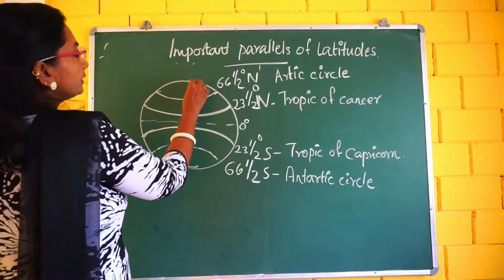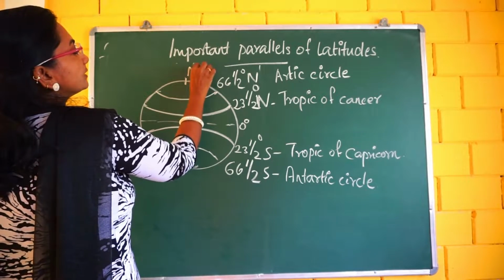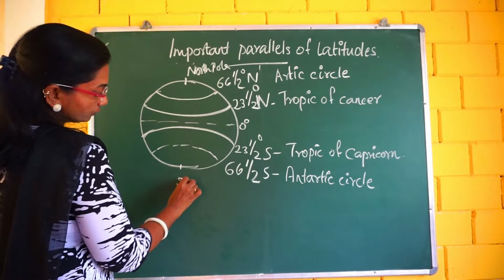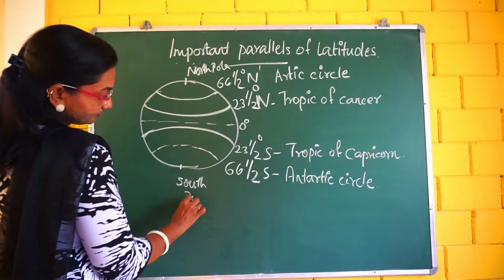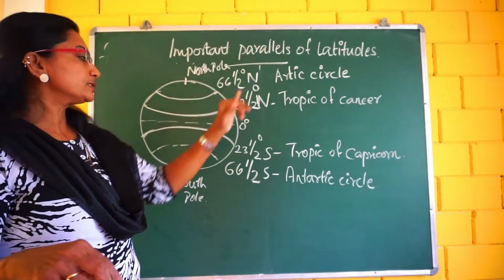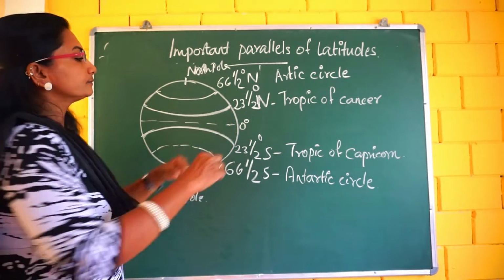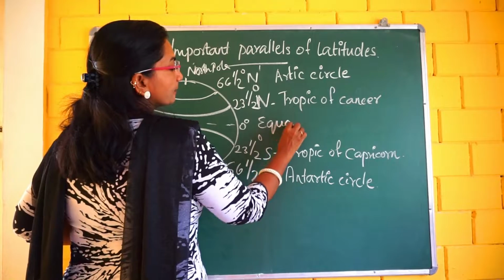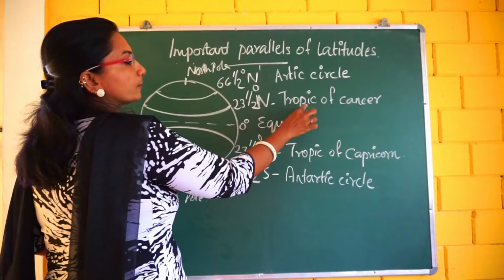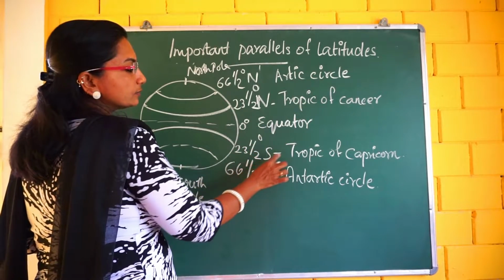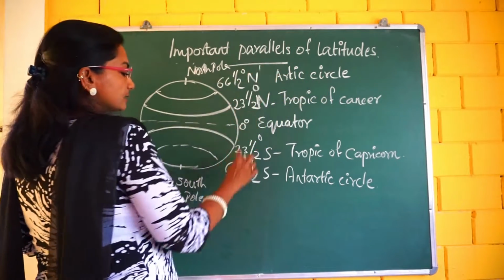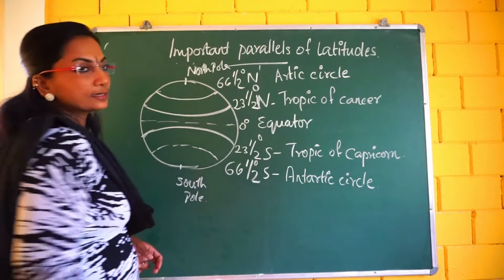And 90 degree north, the North Pole is there, and 90 degree south, the South Pole is there. Okay? So, listen, which are the important parallels of latitudes? Other than the equator, 0 degree, on the northern side 23 and 1 by 2 degree north is the Tropic of Cancer, 23 and 1 by 2 degree south is the Tropic of Capricorn, 66 and 1 by 2 degree north is the Arctic Circle, and 66 and 1 by 2 degree south is the Antarctic Circle.